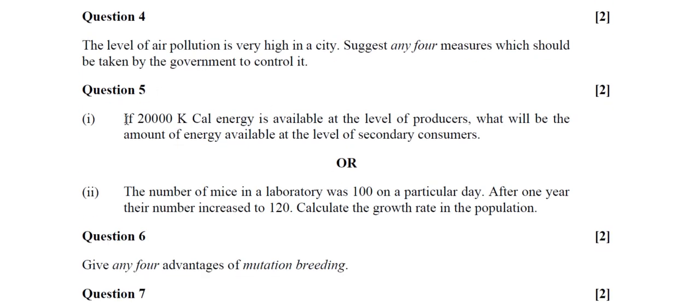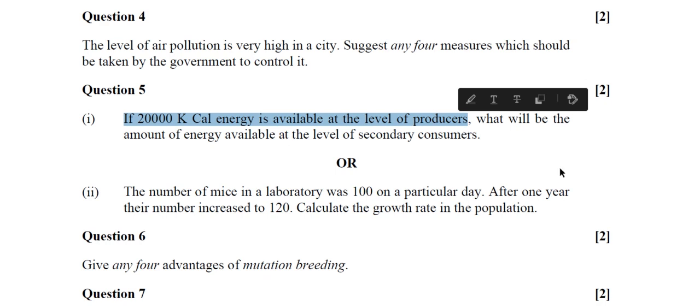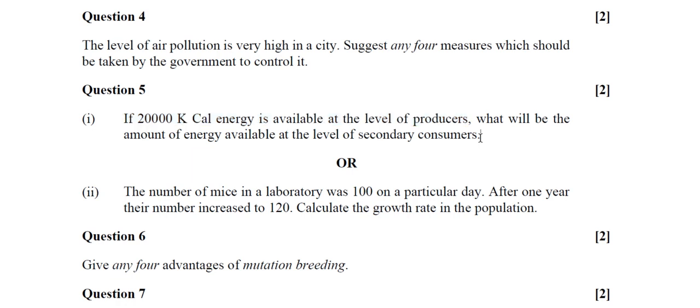Question number 5. If 20,000 kilocalorie energy is available at the level of producers, means green plants, then what will be the amount of energy available at the level of secondary consumers? Now, if you observe the trophic levels, producers are in trophic level 1. Okay, and in trophic level 2 primary consumers are present, and in trophic level 3 secondary consumers are present.